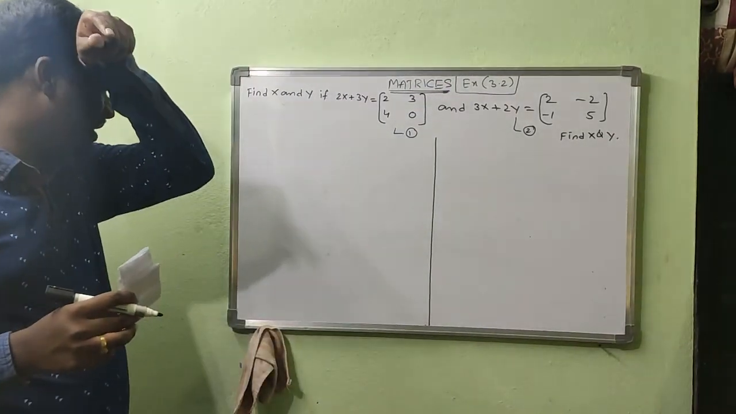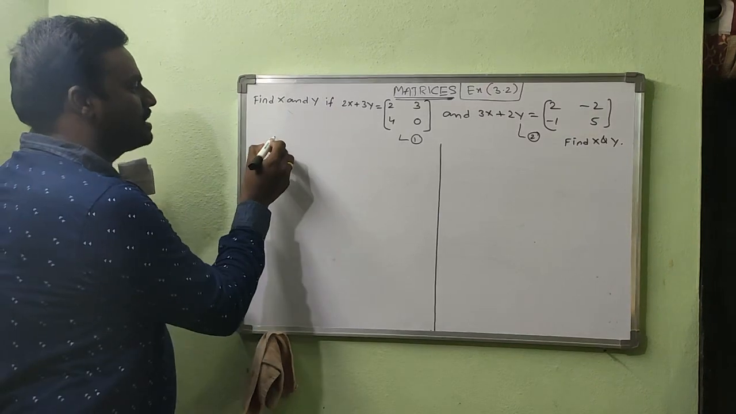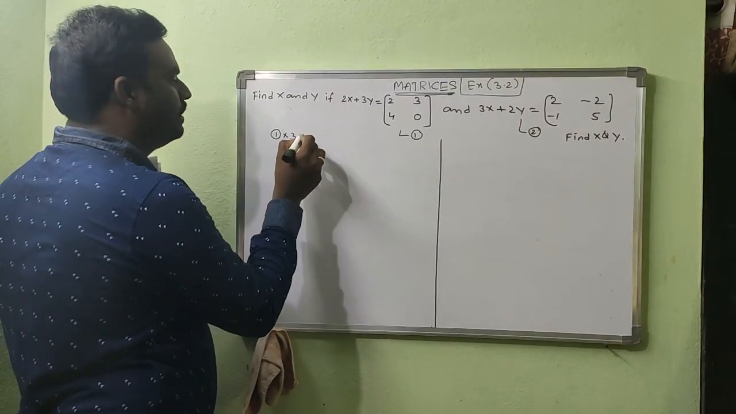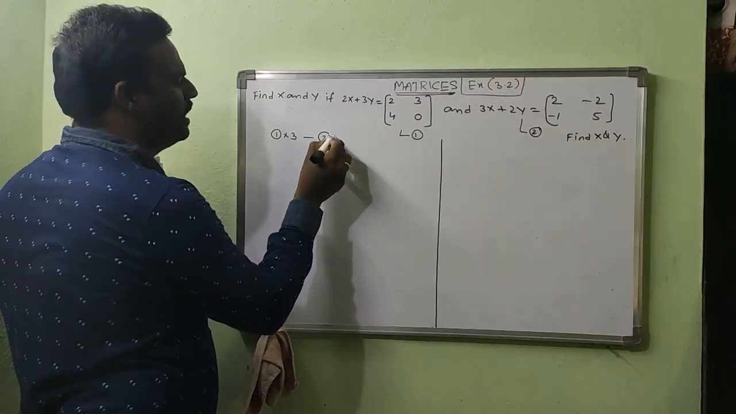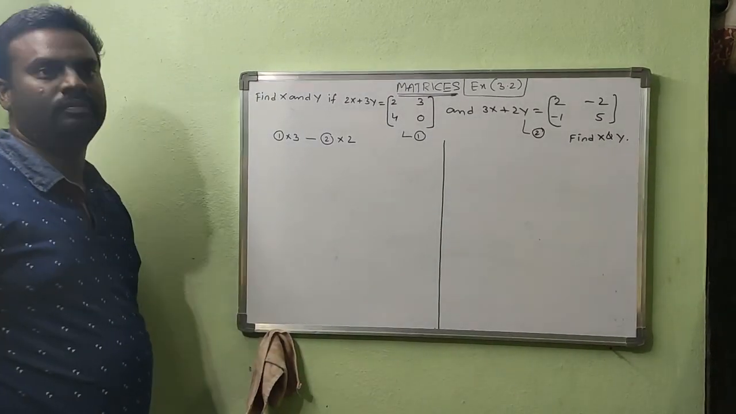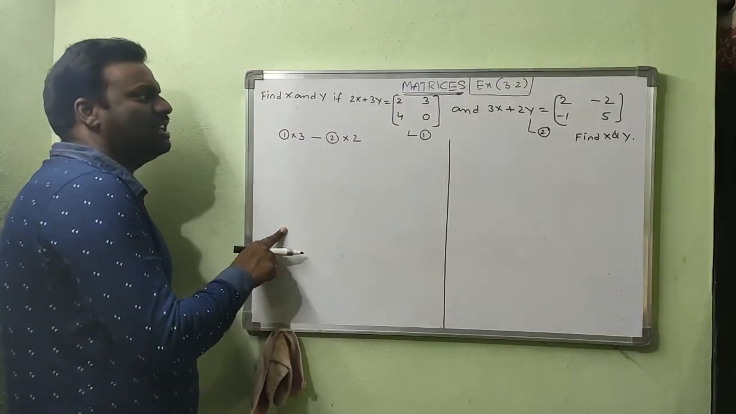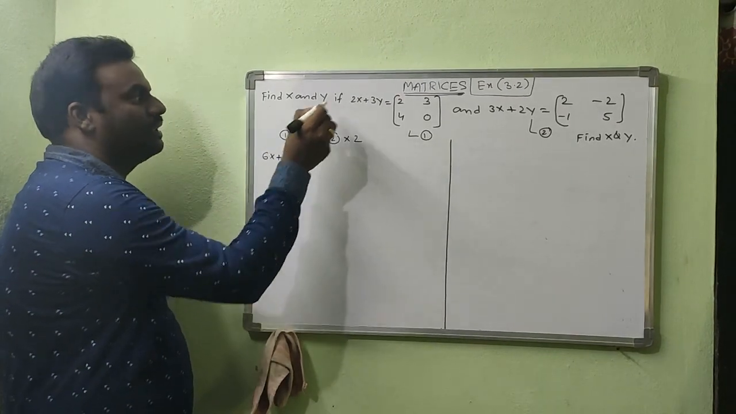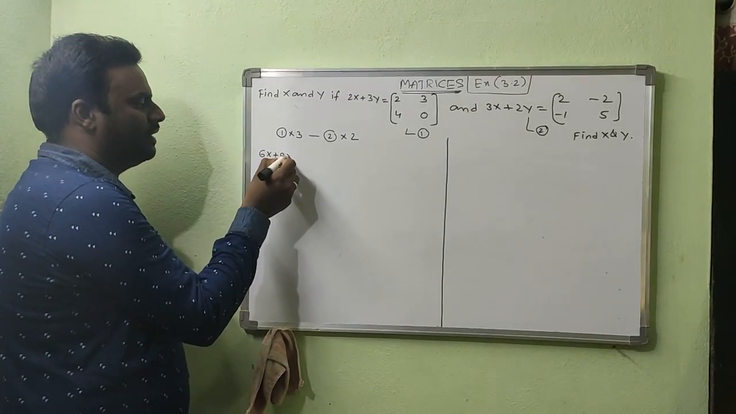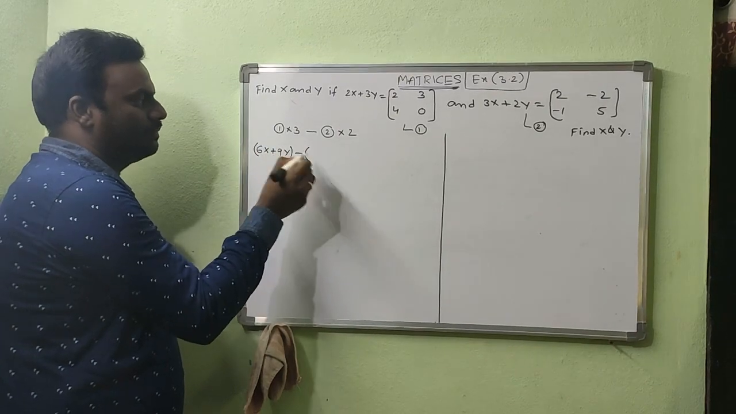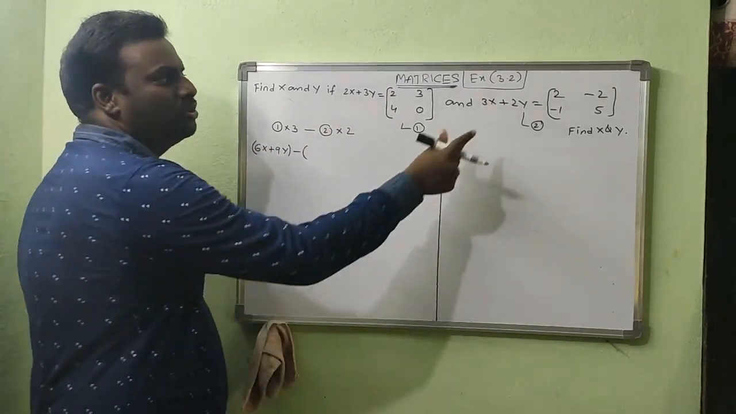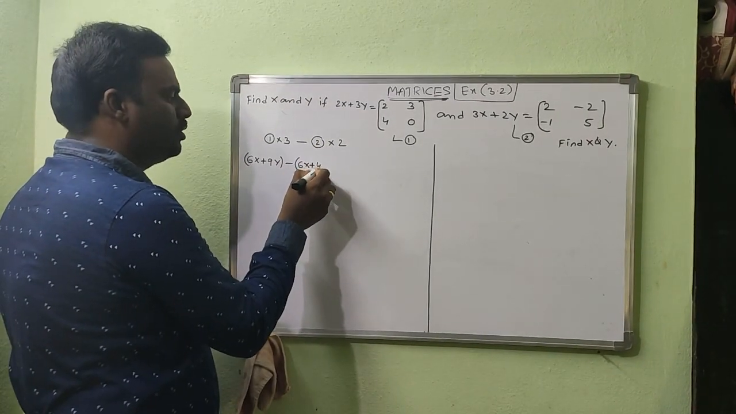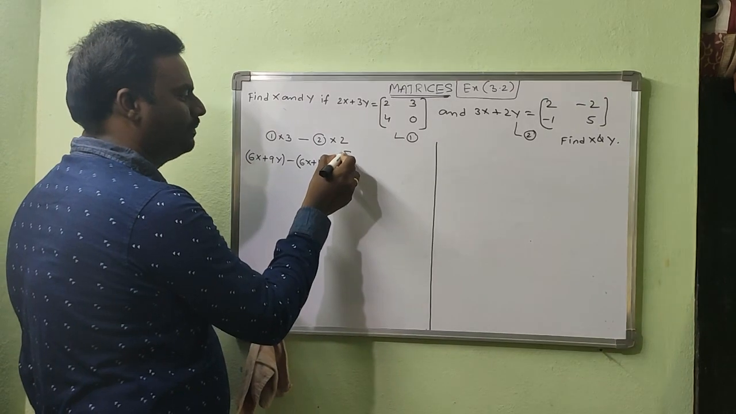I am simplifying these two equations. The first equation is multiplied with 3. The second equation is multiplied with 2. The first equation, if you multiply with 3, 3 into 2X, 6X. 3 into 3Y, 9Y. Minus. The second equation is multiplied with 2, 2 into 3X, 6X. 2 into 2Y, 4Y. So this is the left side.